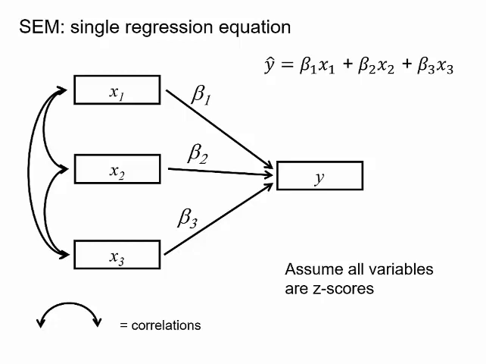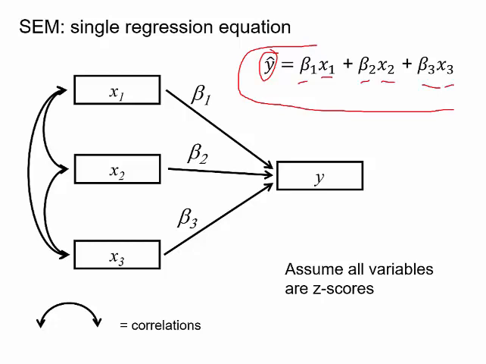So up at the right, I have a regression equation where I say y hat. We're going to do a multiple regression equation where I have one outcome and three predictors. So I'll say y hat is equal to a slope times x1 plus a slope times x2 plus a slope times x3.